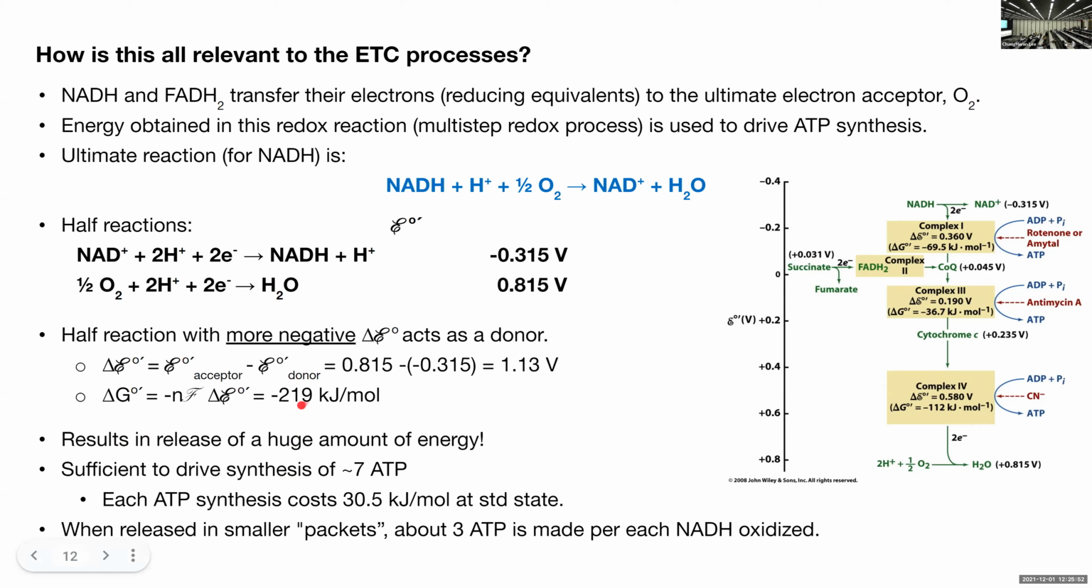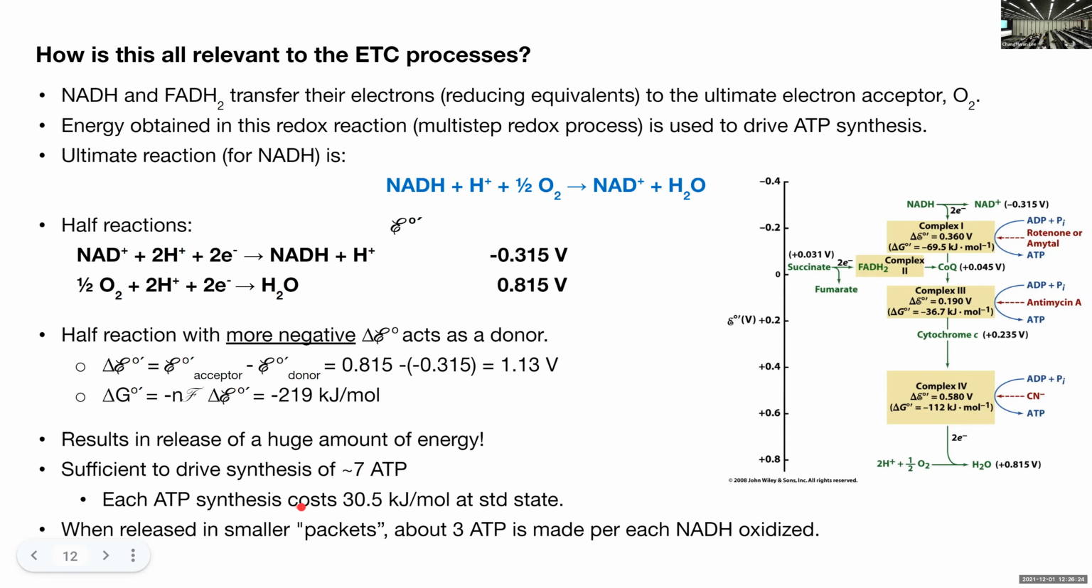So this amount of energy is sufficient to drive the synthesis of about 7 ATP, because synthesizing 1 ATP molecule costs 30.5 kilojoules per mole at the standard state, and it goes a little bit up in the cell, like 40 or 50 kilojoules per mole, as we discussed previously. So simply 219 divided by 30.5 will give you 7 or so.